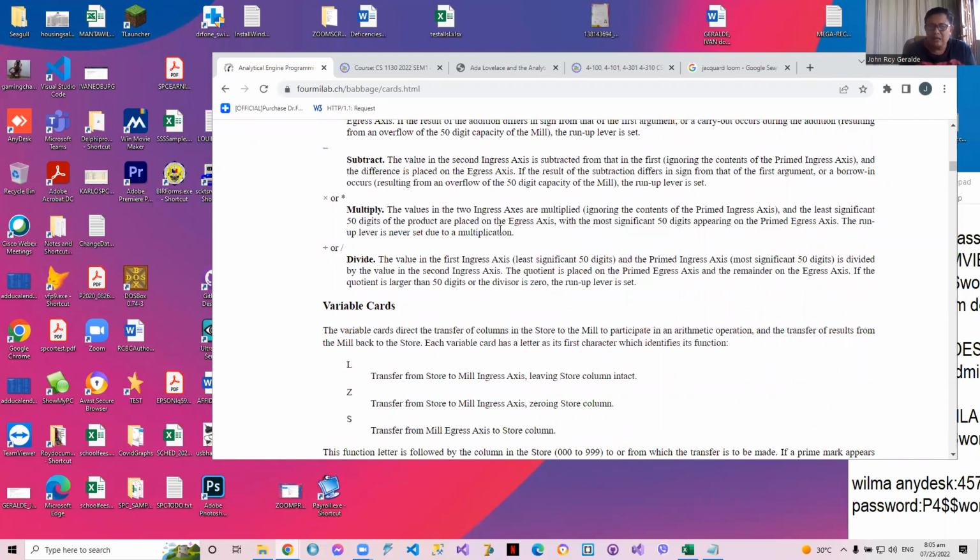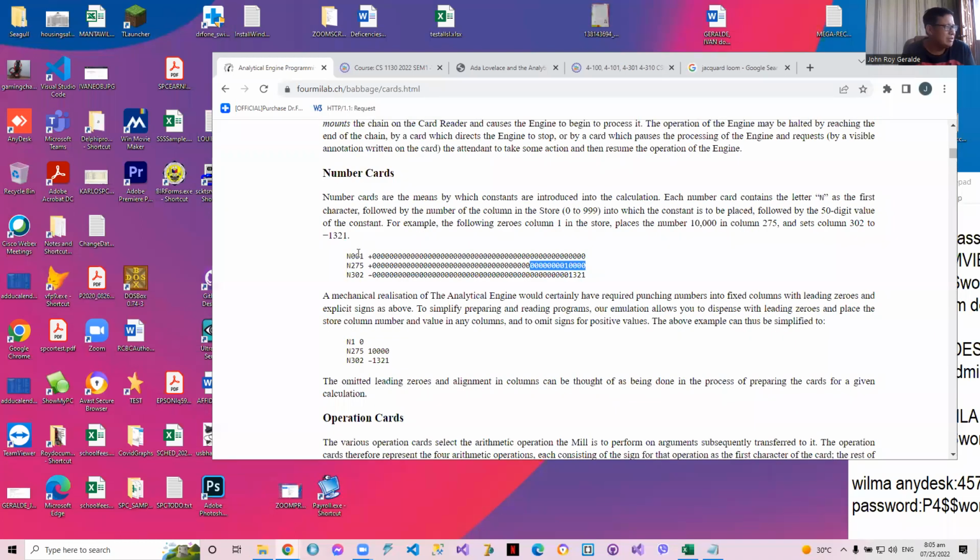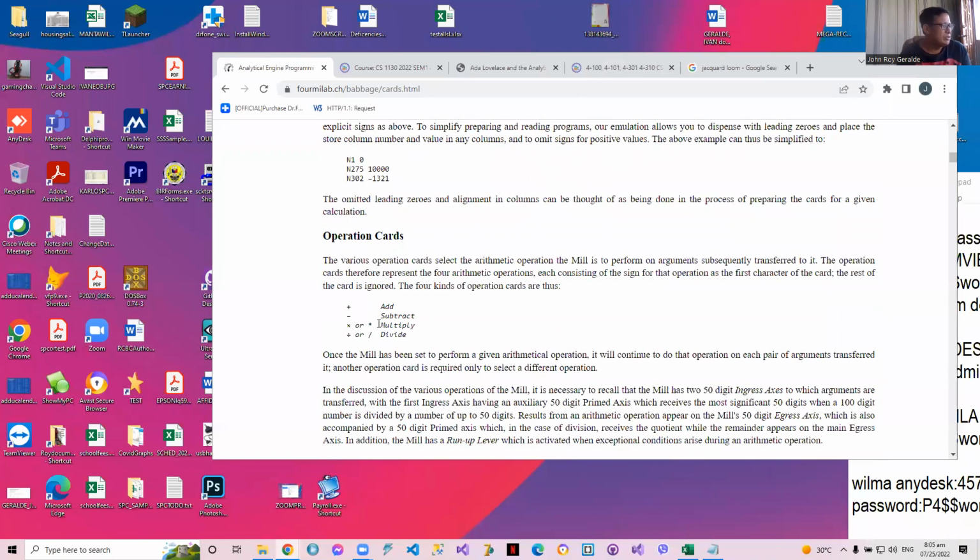The command N is like an assignment statement, when you say X is equal to 2. Do you follow? So when you say N001 0, we say N001 equals 0. When you say N275 10,000, we say N275 equals 10,000. This is an assignment statement, the closest equivalent. And then the operations are plus, minus, times, divide.